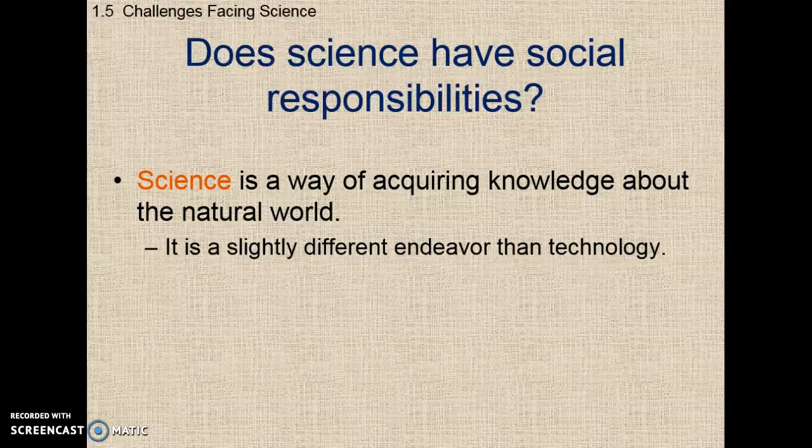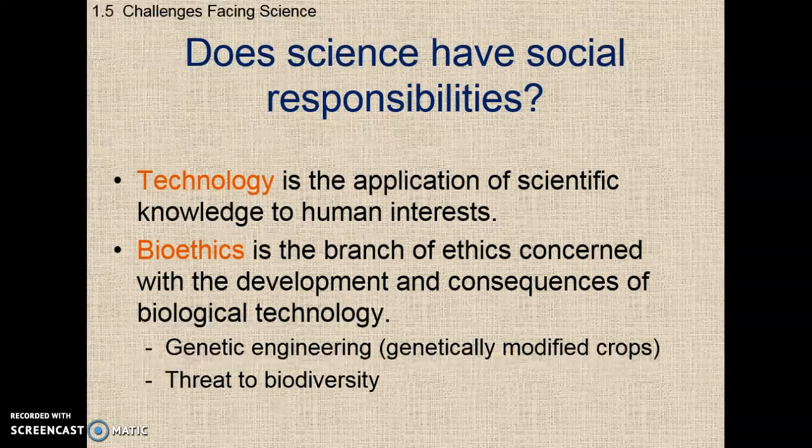So science is a way of acquiring knowledge about the world. It is different than technology. And does science have social responsibilities? Yes. As a scientist, I feel I have responsibilities to better science, to increase the knowledge base available, and to do no harm to the basic understanding of citizens. Technology is the application of the scientific method to human interests.